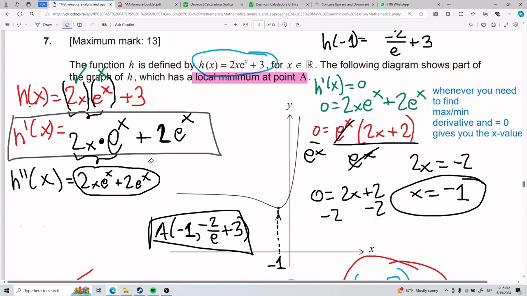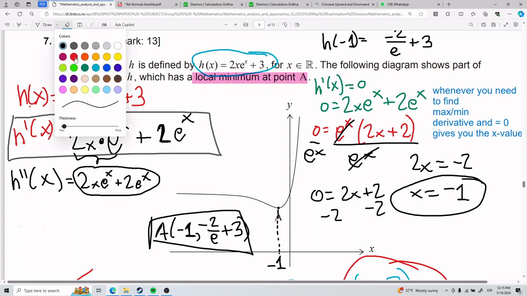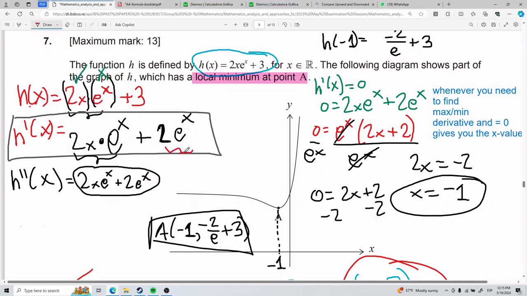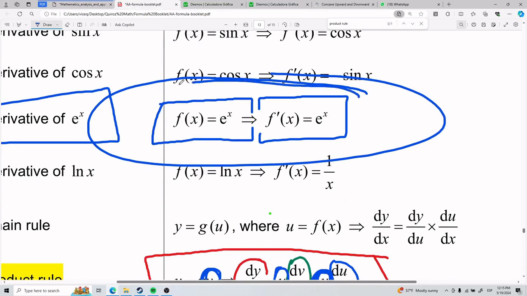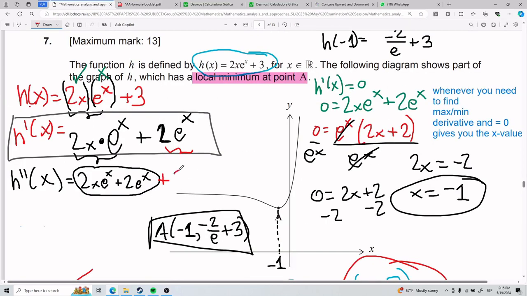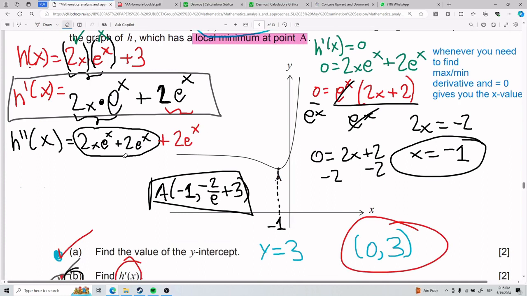See? And now I need to do the derivative of this second term over here. The derivative of that, well, we already saw that the derivative of e to the power of x is quite simply e to the power of x. So here you end up with plus 2 times e to the power of x. And so this is what you end up with.